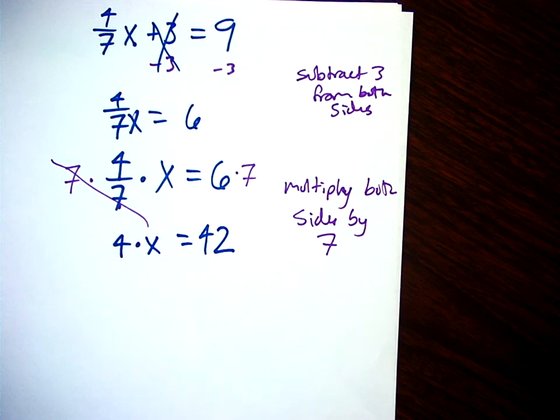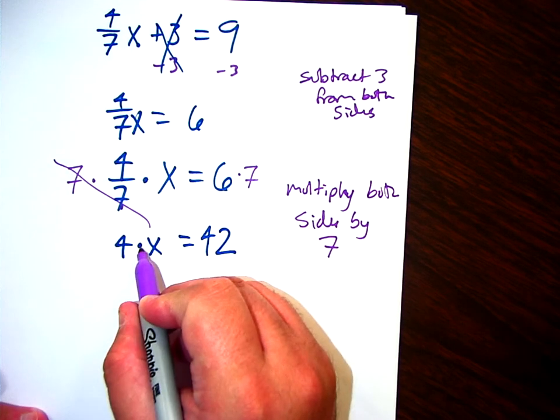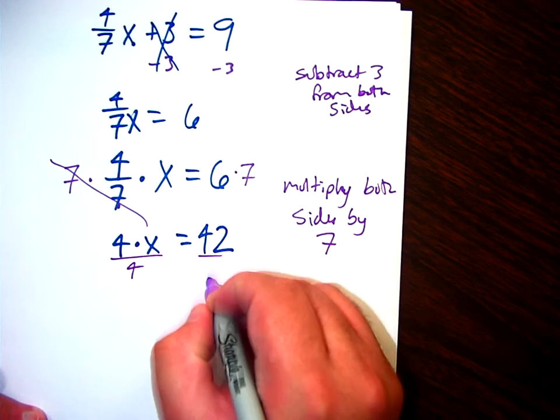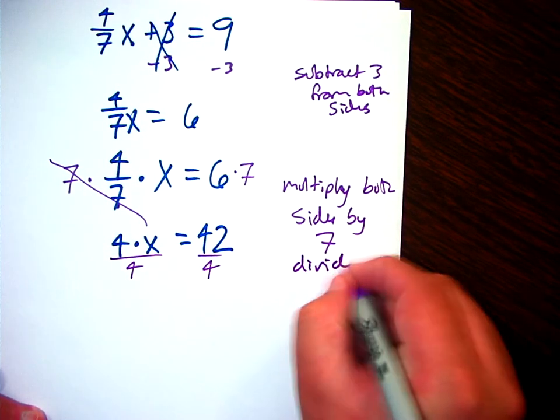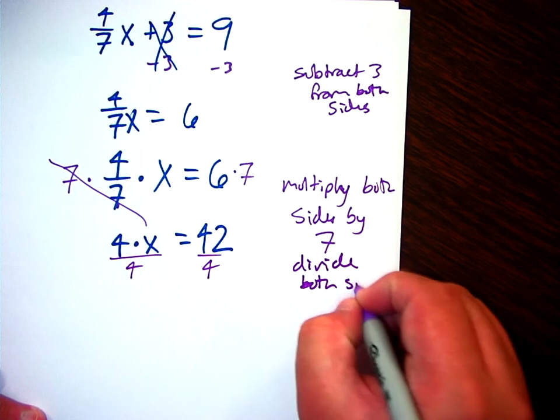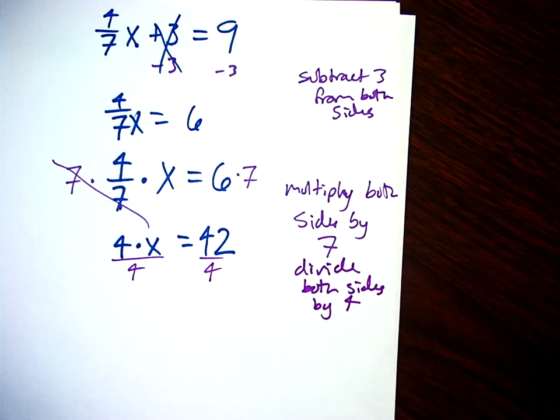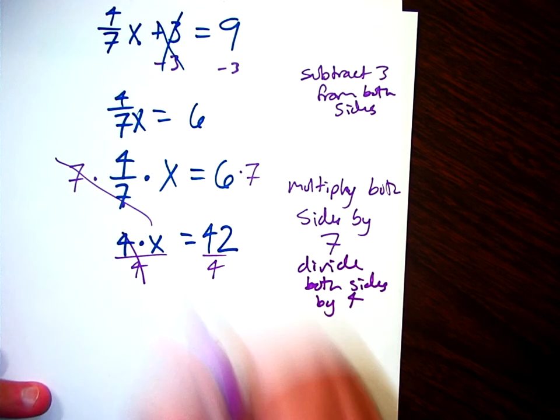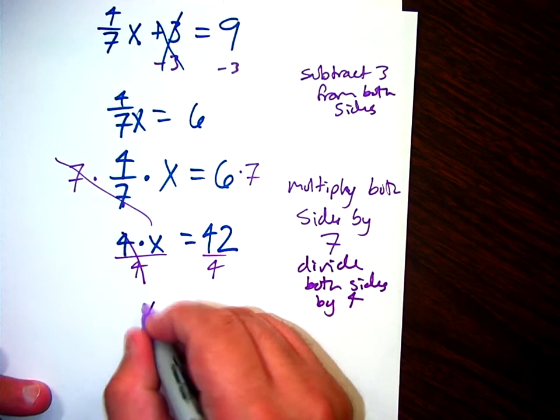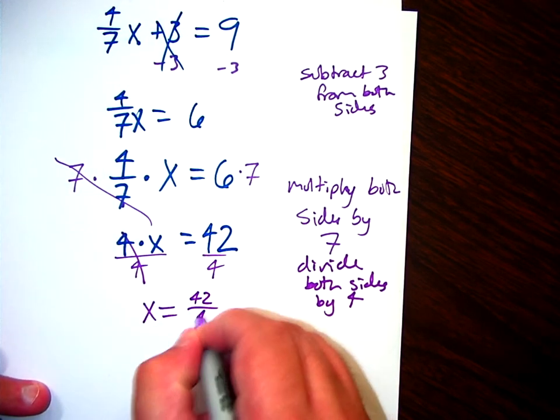So let's go ahead and do that. Let's divide. We're going to get x by itself. So now we've got to do the opposite of multiplying by 4. Divide both sides by 4. You'll notice that these 4's cancel out, and you're left with x equals 42 over 4.